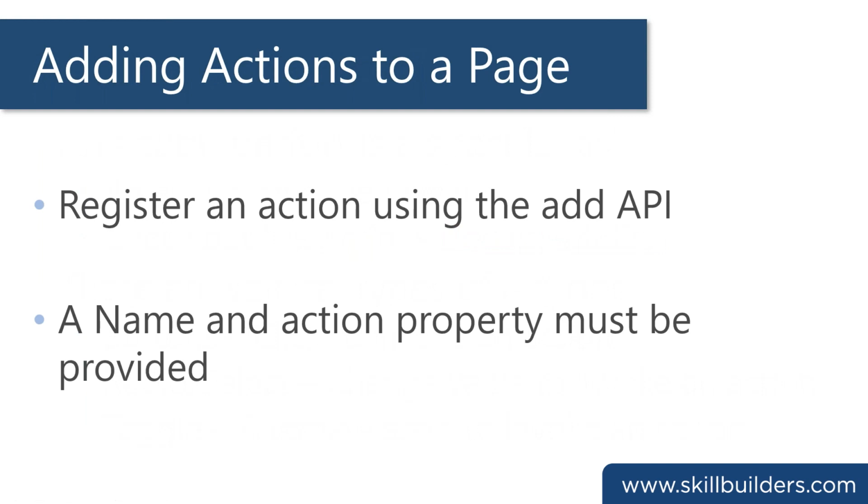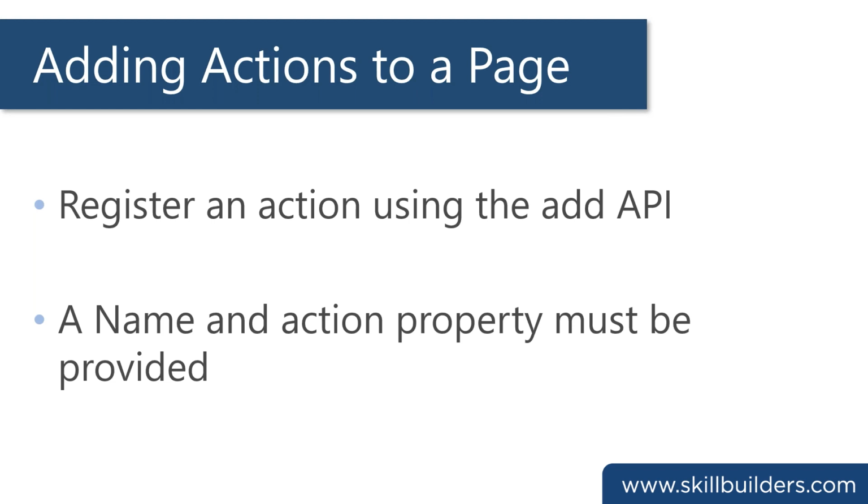How do we make sure that this action is available to our page? Well, we need to make sure that we register that action, and we're going to use the add API. And there's really one piece, or I guess two pieces of information that you have to provide to an action. You need to give it a name. In database terms, that's a lot like a primary key. How do we identify this action? So it's got to be something unique.